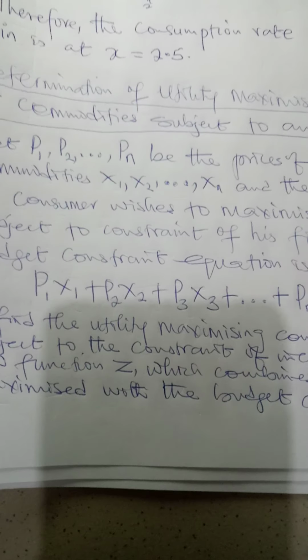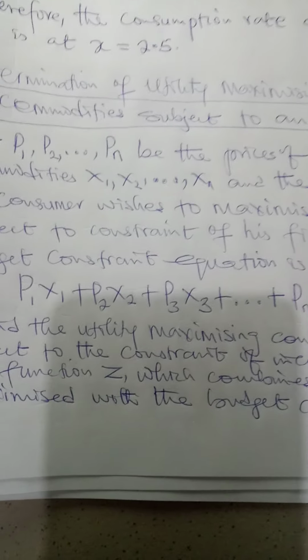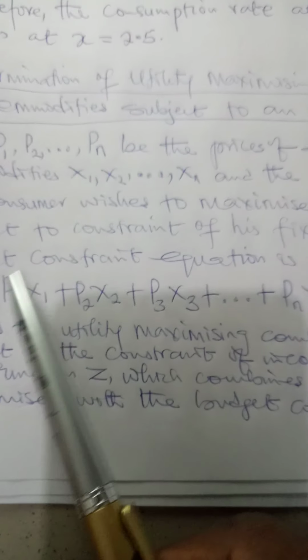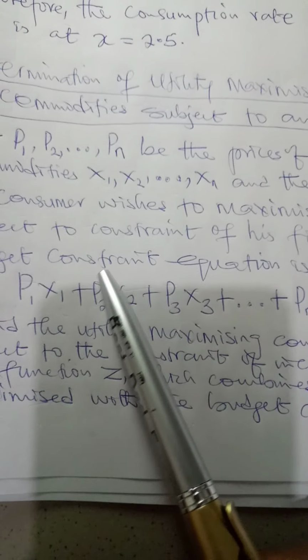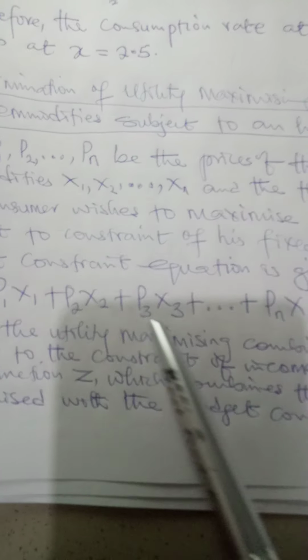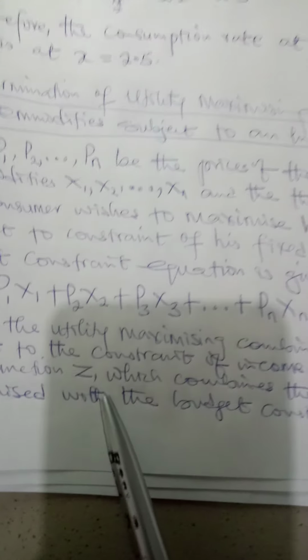Now the P1X1, P2X2, P3X3 all stand for the specific amount that is spent on each commodity. The price of the commodity multiplied by the commodity itself. For example, you have this P1X1. This complete term is what is spent on commodity X1, and P2X2 is what is spent on commodity X2, P3X3 is what is spent on commodity X3, like that, and the whole income is consumed. There is no savings here.